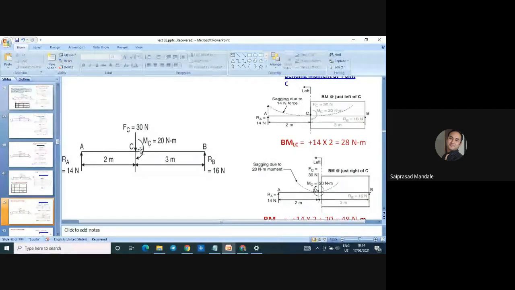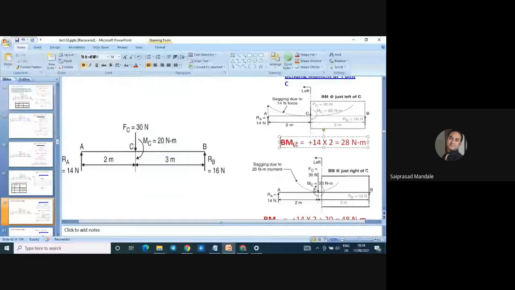Shear force left of A, right of A. The same way we have to calculate the moment on the left and right hand side of the point where the moment is acting. For example, point C. On point C, the moment is acting, so I have to calculate the moment at left of C and the moment at right of C.